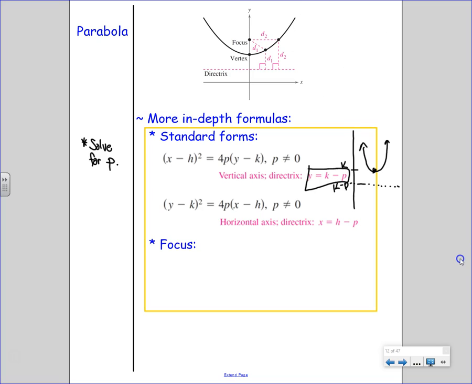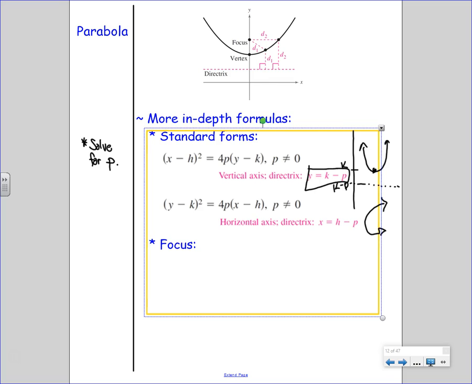But do your eyes see where the directrix needs to go? Outside the parabola. So here's a question. What if my parabola was facing this way instead? What if it was facing to the right? Where does my directrix need to be? Above, below, to the right, or to the left?